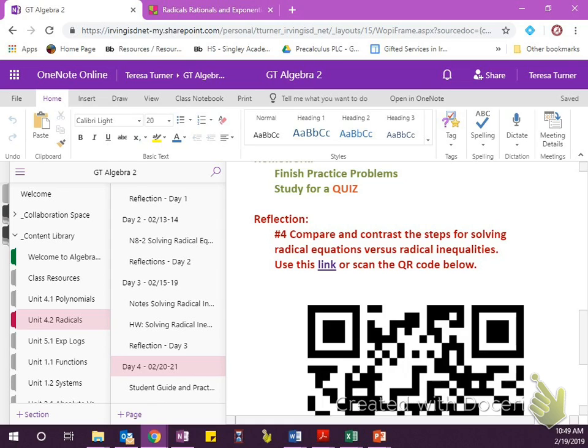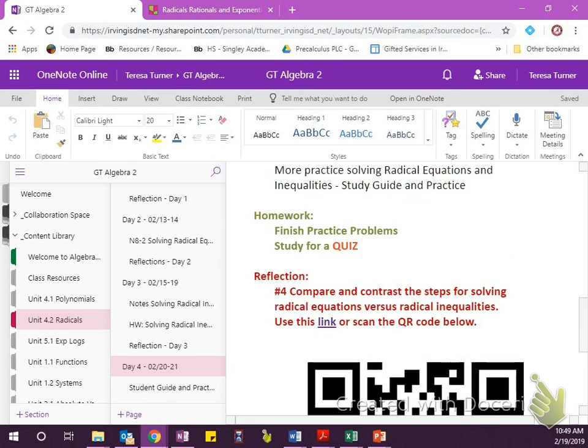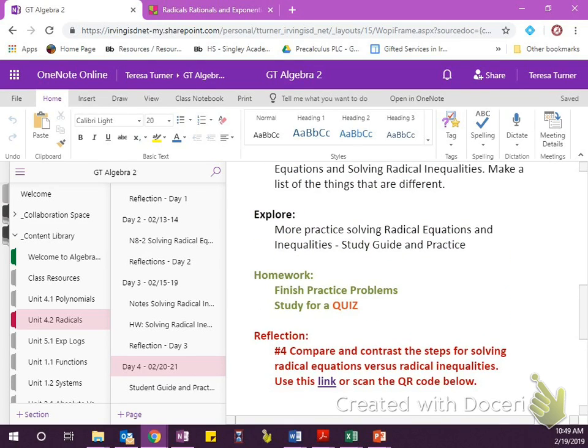And then your homework is to study for the quiz. Finish anything you didn't finish in class, which you won't be in class, and then study for your quiz. Yes? So we just do one of the bottom 3 and then post? I want you to do all 3 of them and then choose one and post. Just post one.